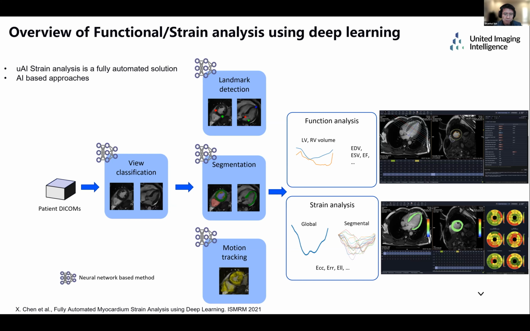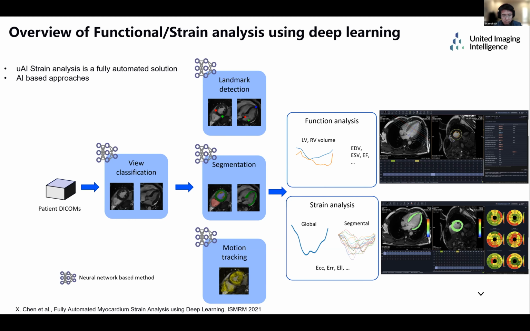The next component is motion estimation. Once we have the motion field, we could derive the cardiac motion, and based on that, we derive the strain analysis indices and represent those indices, either using the curve for a global representation or a segmental representation, or we could utilize the 17-segment AHA plot chart to represent the results.